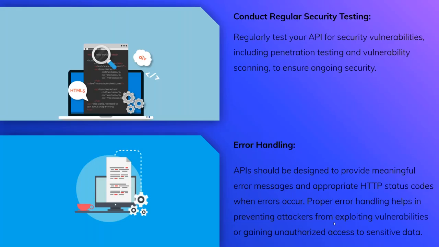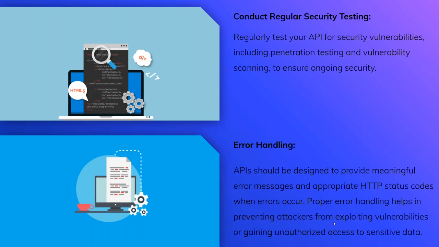Now, conducting regular security testing. Regular security testing is essential so we can ensure the ongoing security of an API. Penetration testing involves actively testing the API for vulnerabilities by simulating real-world attacks and attempting to exploit weaknesses. Vulnerability scanning tools can be used to automatically scan the API for unknown vulnerabilities and provide insights into potential security issues.